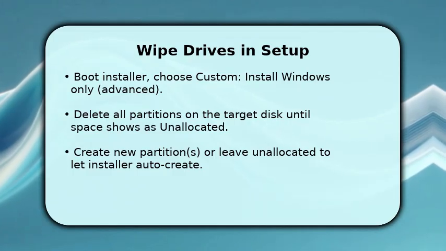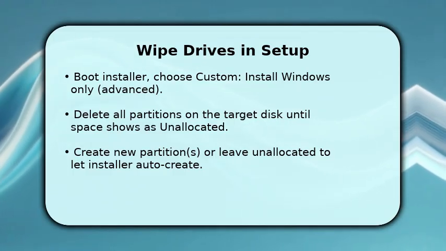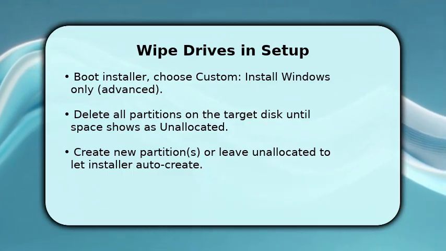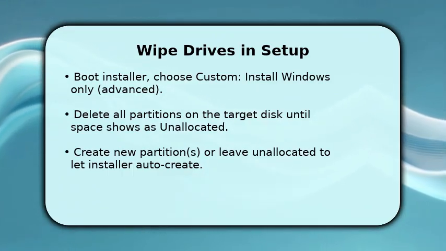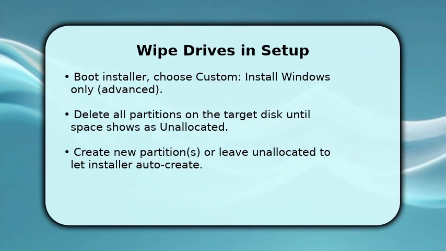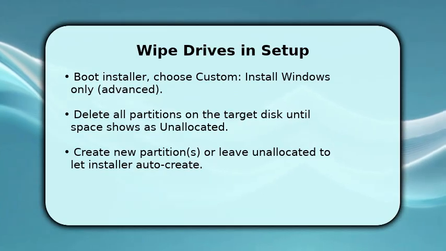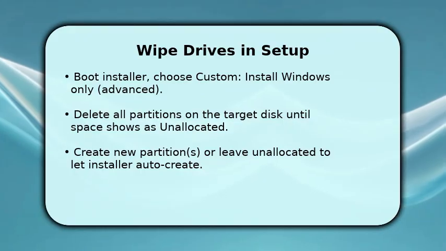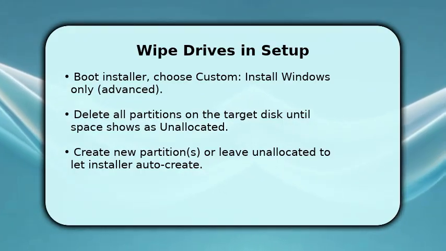Next, identify the target disk carefully by size and model, then delete every partition on that disk until it reads as unallocated space. The installer will remove the existing Windows 10 installation and boot records. After that, either create new partitions manually or select the unallocated space so the installer can auto-create required partitions. This ensures the old OS is fully removed.